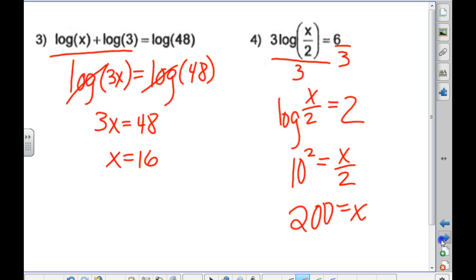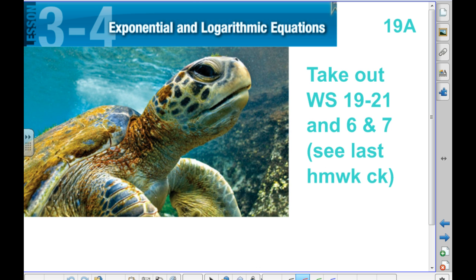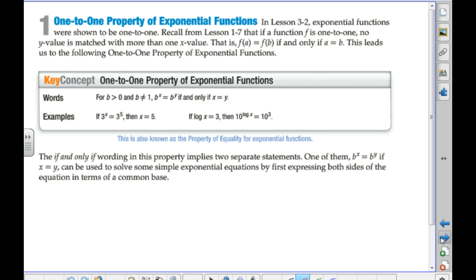Okay. Can you please take out worksheet 19? Okay, you don't have the cute picture of the turtle. I really like the turtle, so I left him on my slide. Something about that underwater thing just makes me relax. I don't know. All right.